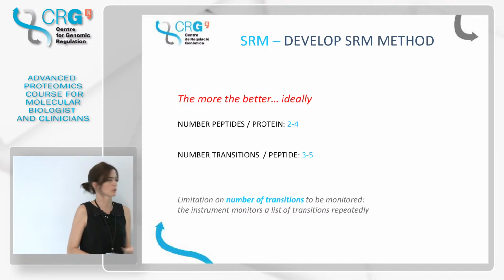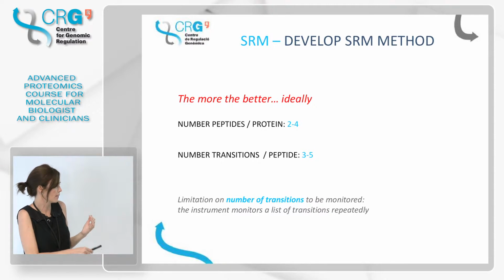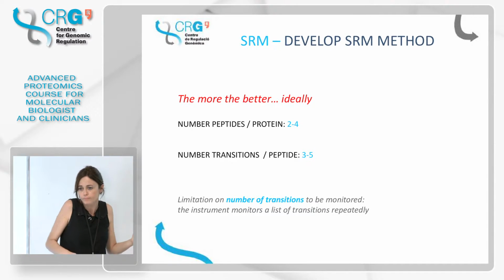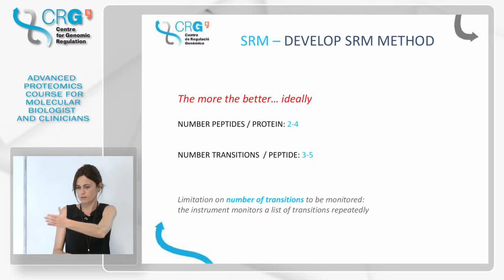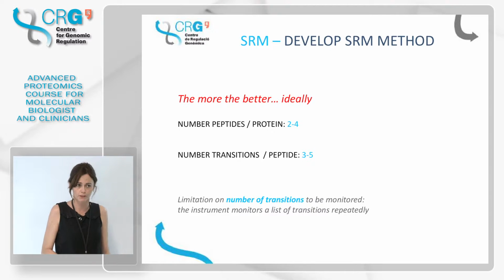How many peptides per protein, how many transitions per peptide? Of course, the more the better. If we could, we would monitor each peptide for each protein and all the transitions that are visible. Why not? Well, because we have the limitation of the cycle time. So these are typical numbers that are used. Sometimes in some projects, each protein is monitored with one peptide. This is really case to case, like someone was asking me, if you only monitor one protein, why not 10 peptides of this protein? Better.